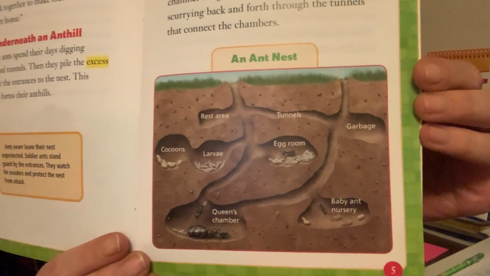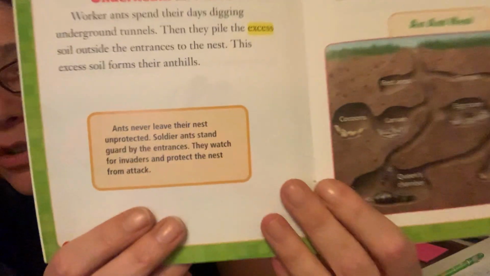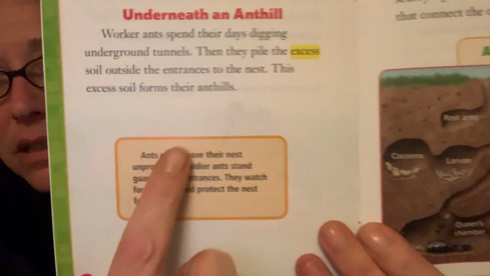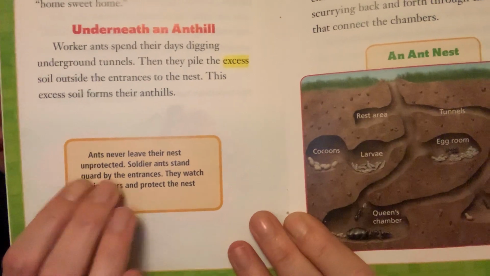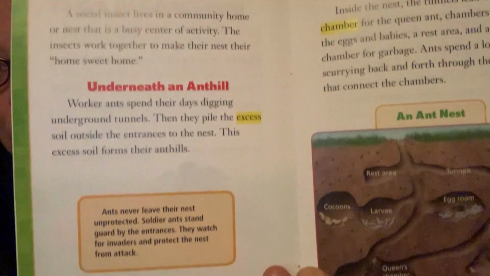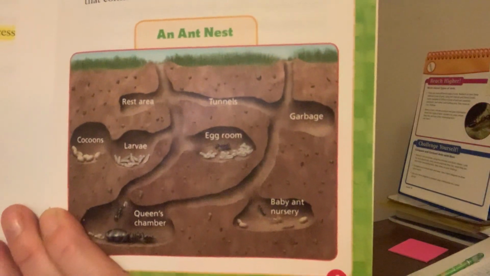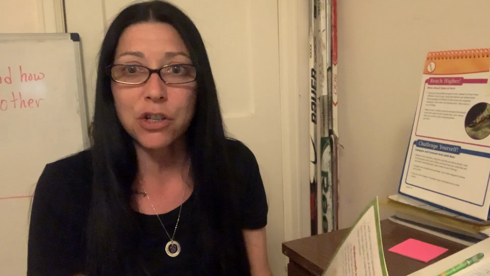In an informational text, your pictures and your graphics, and this is going to be more of a graphic or a picture, and information that's in things like boxes or subtitles are very important. And as you can probably see, they also labeled all the little tunnels and sections of the nest.